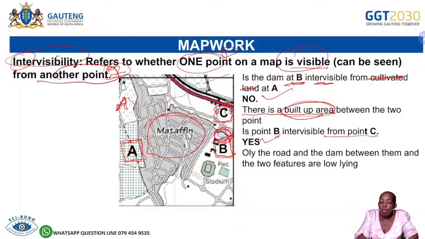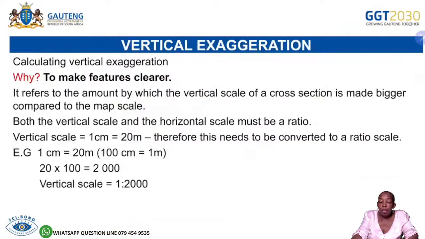So there's only the road that we can identify there. There's the road, the other road that we can identify there. And then the dam, there's a road and the dam between them. There's two features which are all low-lying. So all these features that are ahead of each other here between B and C, they are on the lower lying ground surface. So you are able to see from there.